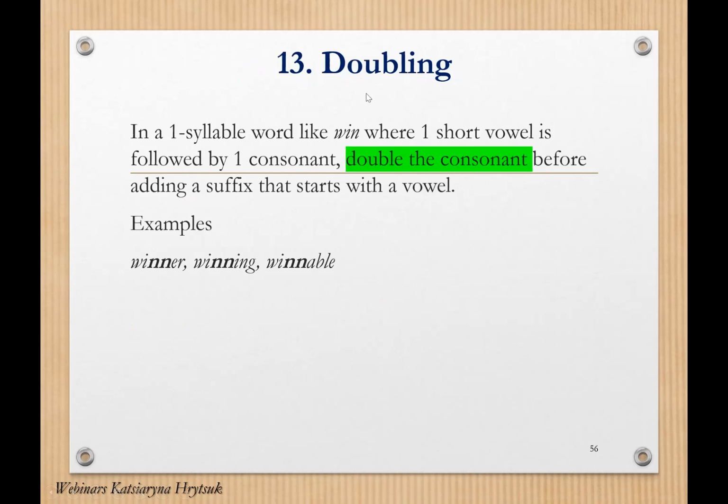Next one, doubling. Rule number 13. In a one syllable word like win, we double the consonant before adding a suffix that starts with a vowel. Winner. So why do we need double N? Okay, one short vowel followed by one consonant. So that's why we make a double consonant. And this rule is called doubling.